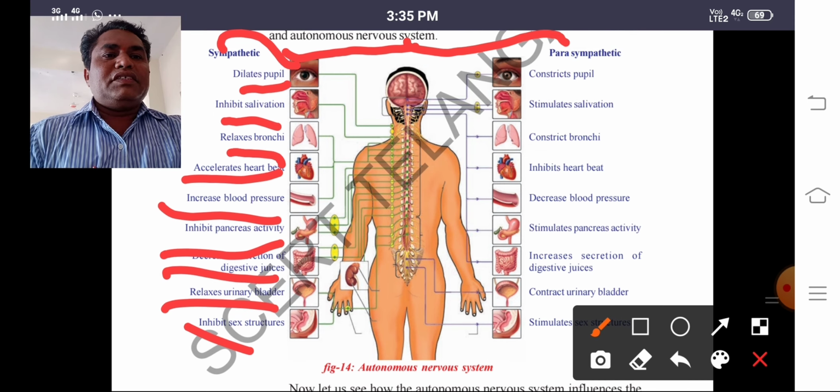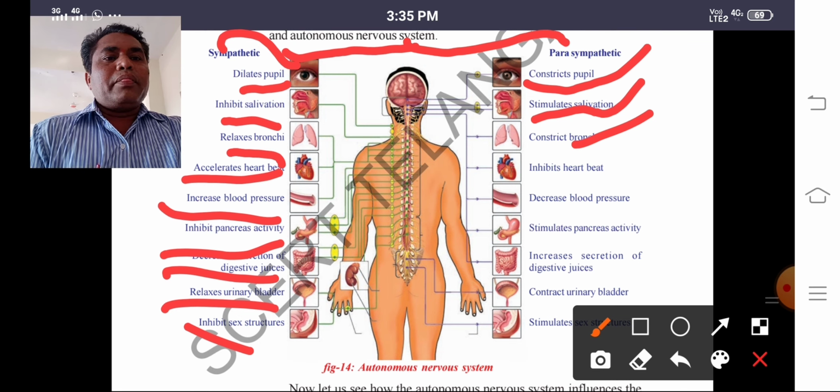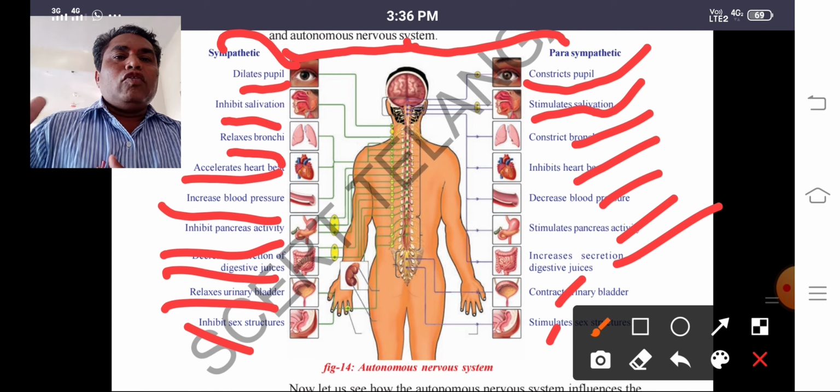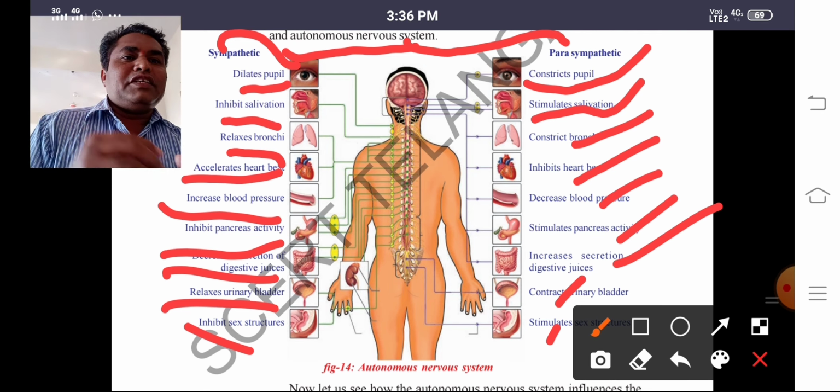అదేవిధంగా పారాసింపథాటిక్ నర్వస్ సిస్టమ్ కనుపాపను చిన్నగా చేస్తుంది, సెలైవాని ఎక్కువ సెక్రెట్ చేస్తుంది, లంగ్స్ని దగ్గరికి చేస్తుంది, హార్ట్ బీట్ని తగ్గిస్తుంది, బ్లడ్ ప్రెషర్ని తగ్గిస్తుంది, ప్యాంక్రియాస్ను ఇంక్రీజ్ చేస్తుంది, డైజెస్టివ్ని ఇంక్రీజ్ చేస్తుంది, యూరినరీ బ్లాడర్ని దగ్గరికి చేస్తుంది, సెక్స్ స్ట్రక్చర్ని స్టిమ్యులేట్ చేస్తుంది. సో ఈ విధంగా ఆటోనమస్ నర్వస్ సిస్టంలో ఉండేటువంటి టూ పార్ట్స్, సింపథాటిక్ అండ్ పారాసింపథాటిక్.